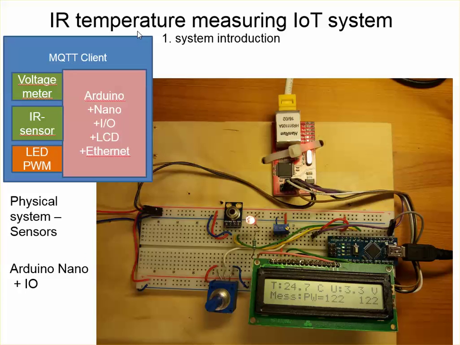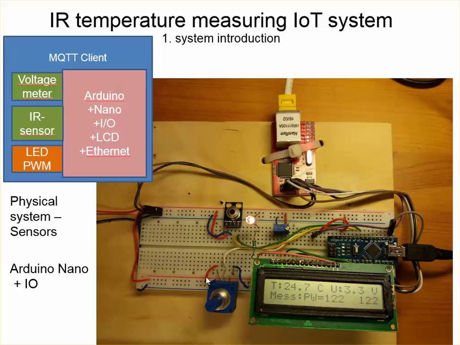Here's our sensor, the MQTT client side. Here is the voltmeter, infrared sensor, and the LED control system. So for the voltage meter, we are using the Arduino's AD converter for measuring the voltage, and here we are simulating the voltage with this potentiometer. It simply gives from 0 to 5 volts to the Arduino, so by turning this knob we can change the voltage that we give to the Arduino.